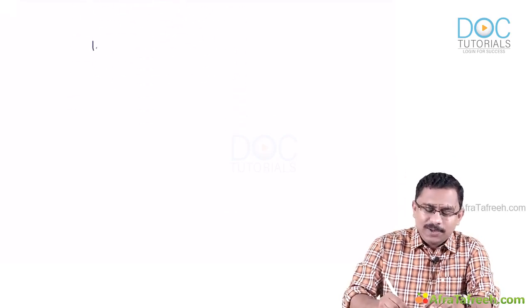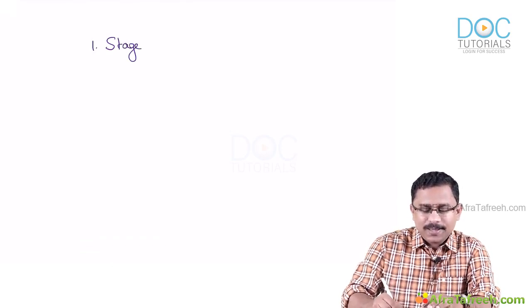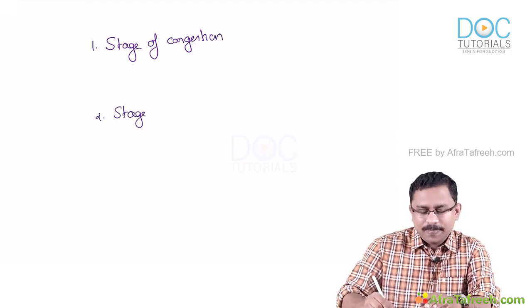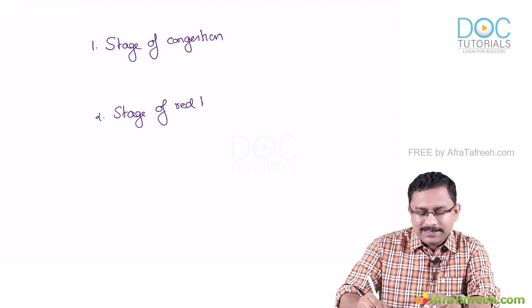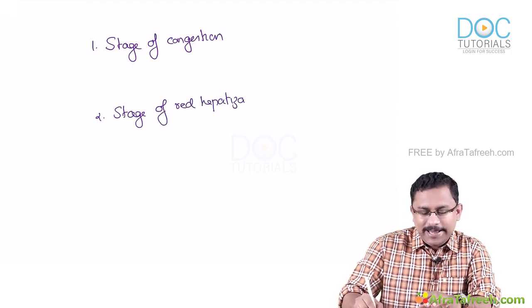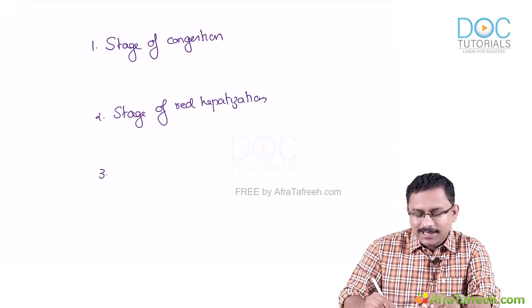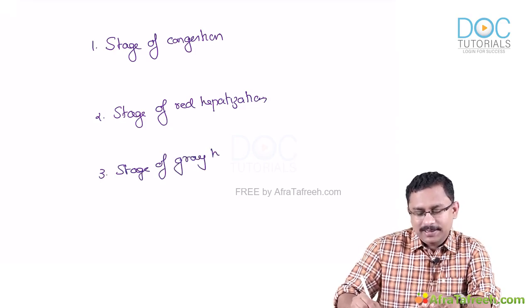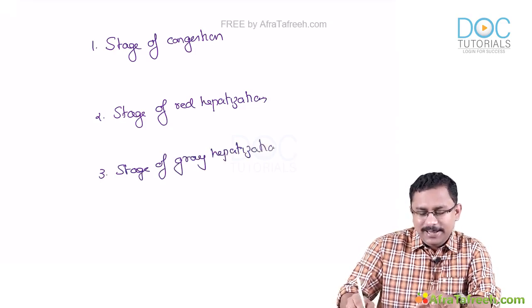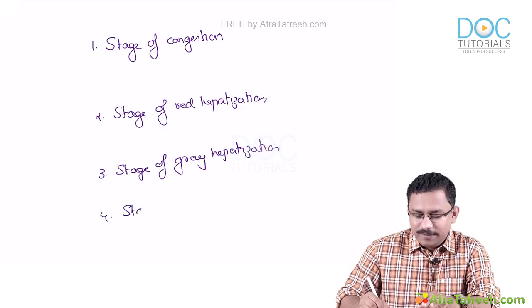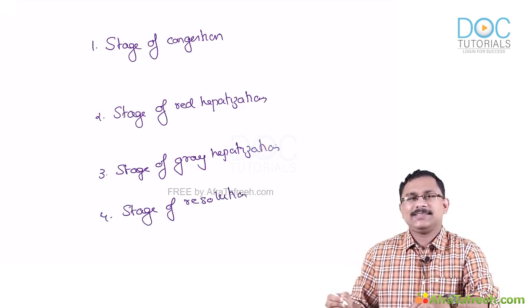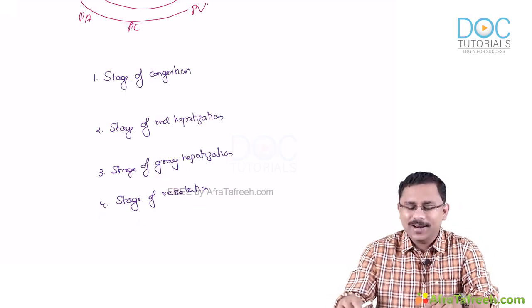So the first stage will be a stage of congestion. Okay. Second stage is the stage of red hepatization. And third is a stage of gray hepatization. And finally, you would have a stage of resolution. So what are these stages? These are the stages through which a lobar pneumonia would progress.